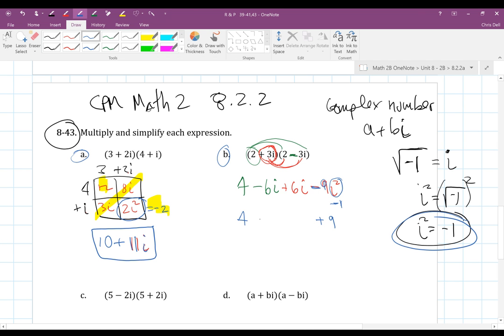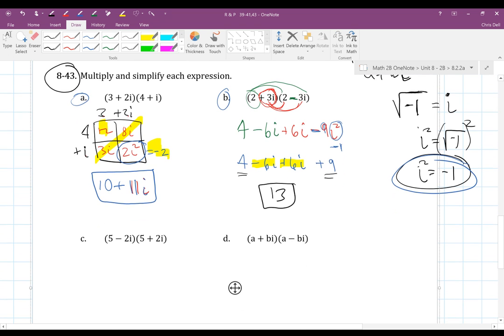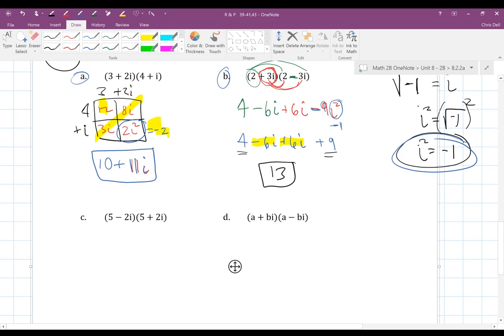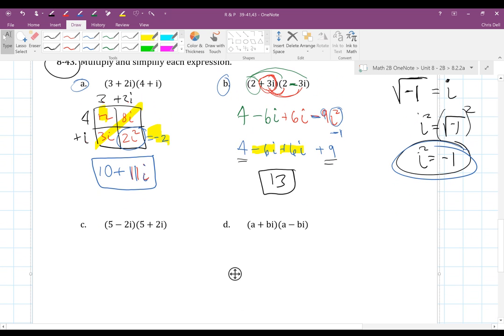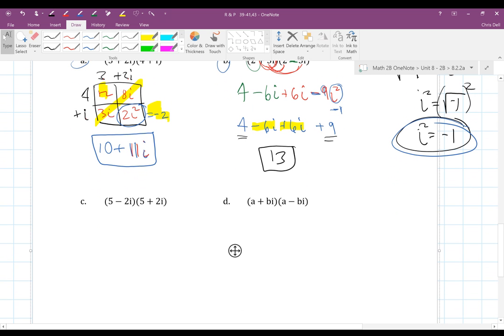So I have 4 minus 6i plus 6i plus 9. If I combine like terms, I notice that this -6i and the positive 6i cancel. They're 0. So my final answer is just the 4 and the positive 9, which is 13. So those two multiply to be just 13. Okay, so far so good. If you get that, I would suggest pausing the video and trying to do C and D on your own before I do it, and then come back and watch C and D.